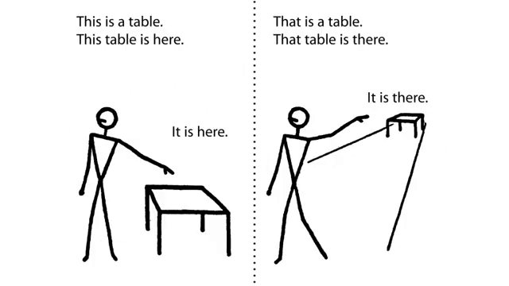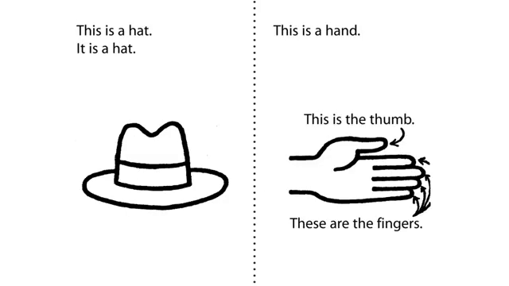This is a table. This table is here. It is here. That is a table. That table is there. It is there. This is a hat. It is a hat.